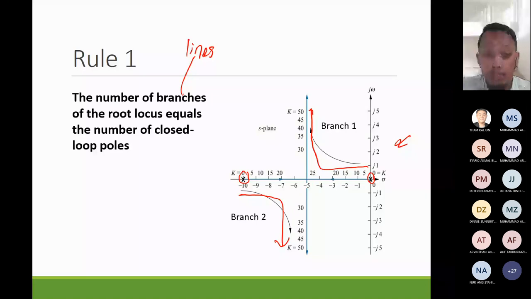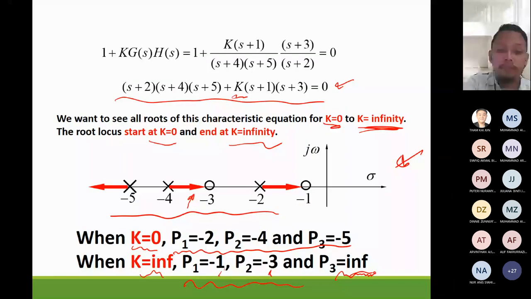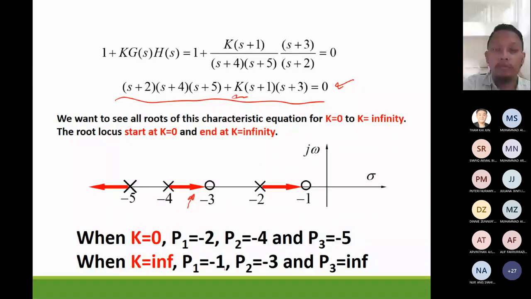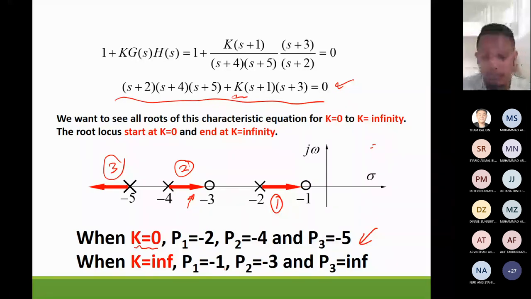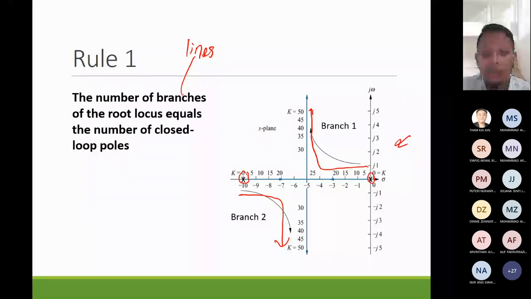Let's look at a previous example. When we calculate poles at K equals 0, we get 3 different poles: minus 2, minus 4, and minus 5. So that means we have 3 branches of root locus. From this sketch, we can see that there are 3 branches: one here, one here, and another one here. There are 3 different lines, different branches of the root locus. We will see that later in an example if you cannot see it right now. So just take the rule: the number of branches of the locus equals the number of closed loop poles.